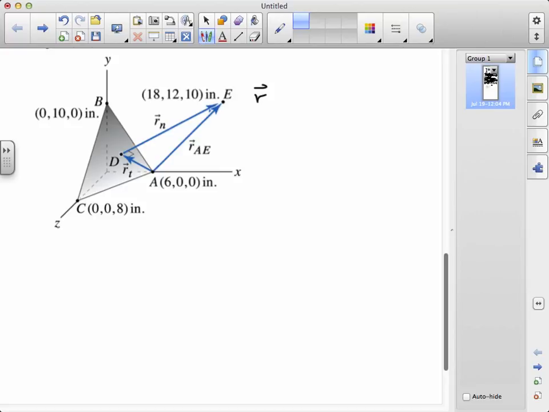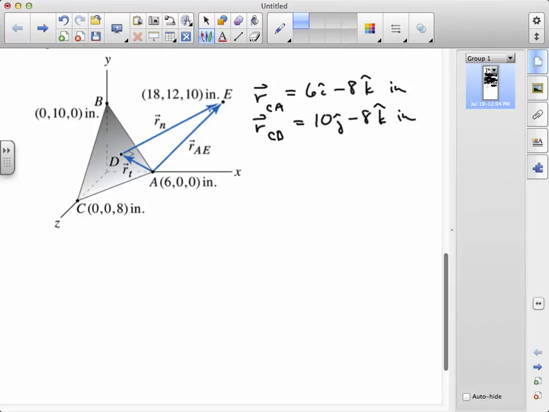We can see that RCA is equal to 6I minus 8K inches, and RCB is equal to 10J minus 8K inches.